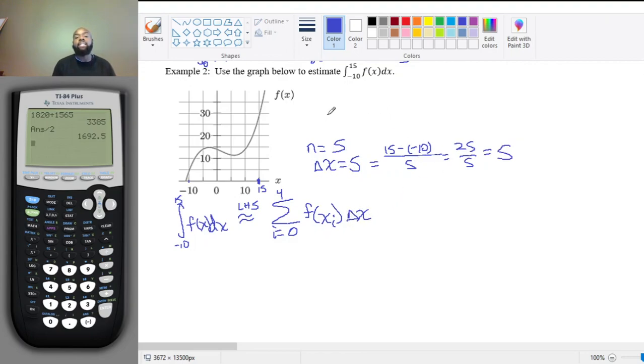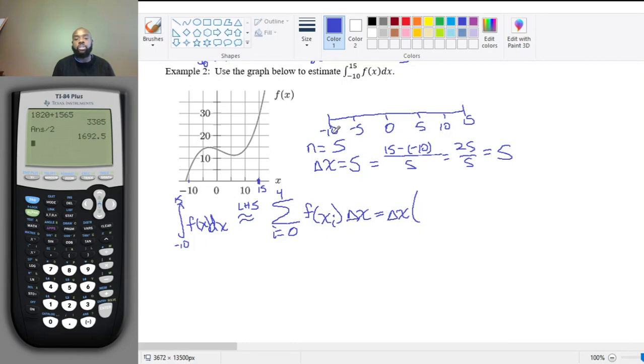My x sub i's, I'm going to write it up here. I'm starting at negative 10. I ended up at 15. I'm going to write 5 subintervals because n equals 5. So from negative 10, I add 5 to that, I get to negative 5. Add 5 to that, I get to 0. Add 5 to that, add 5 to that, add 5 to that, I get there. And so this is going to equal my delta x. I'm going to start writing my delta x out front because it's going to be multiplied by all of this.